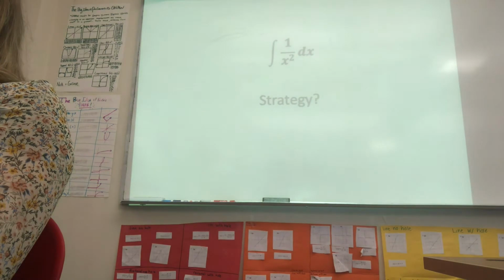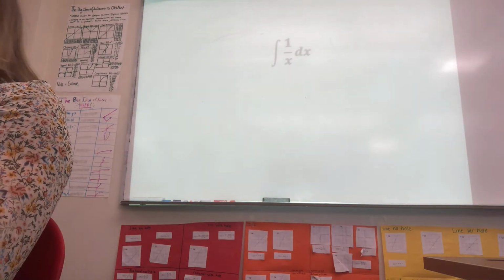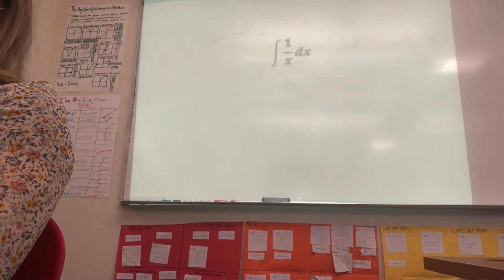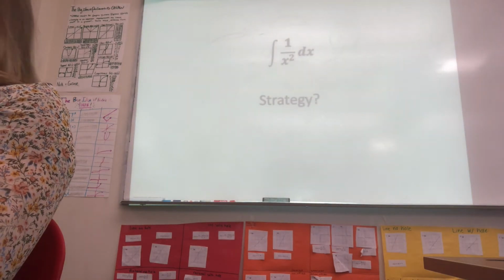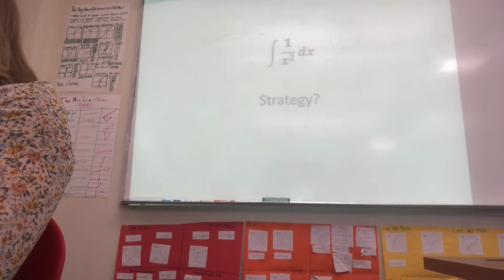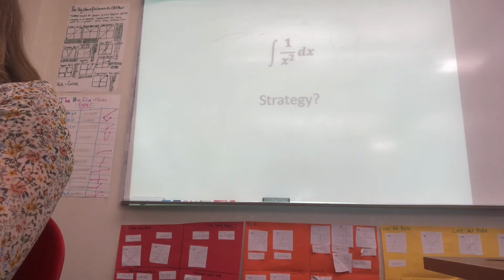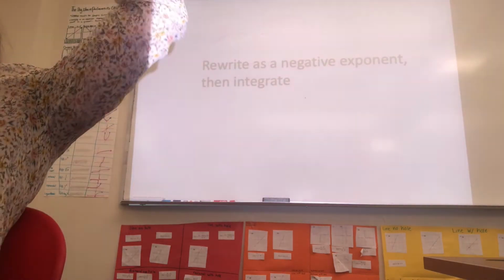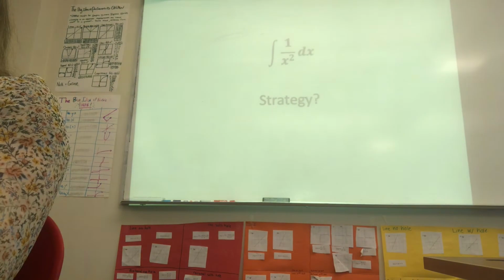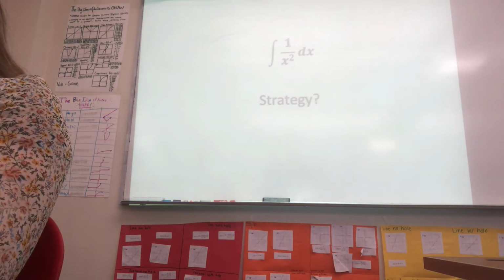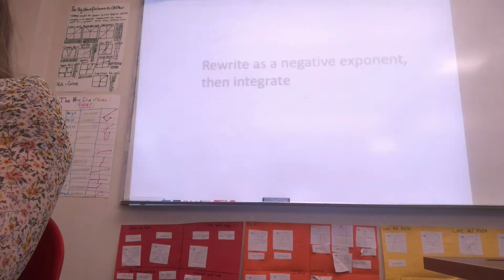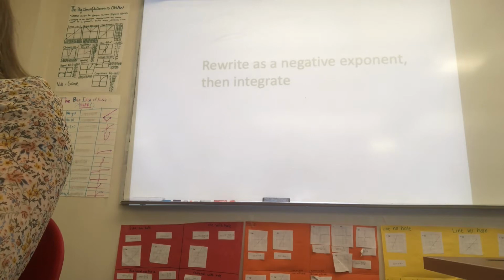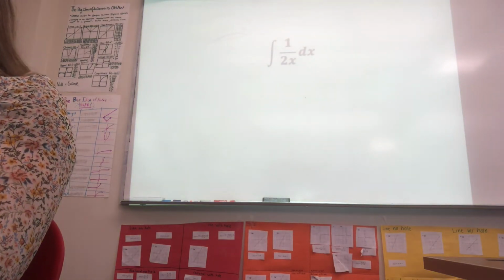All right, now this one looks similar to that, right? But it's a completely different strategy. This has nothing to do with ln. This one, ln. This one, not ln. What's the strategy? Raise your hand if you think you might know. Chris? If you have a degree that's not 1 in the denominator, you're most likely going to rewrite it as a negative exponent. Remember that from back in the day? We did it with derivatives, not with integration yet, but you can apply it.